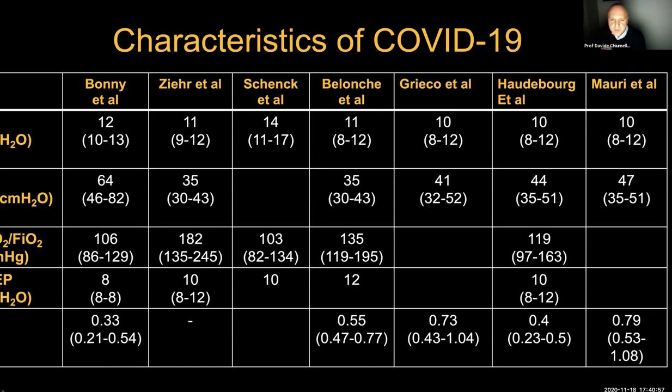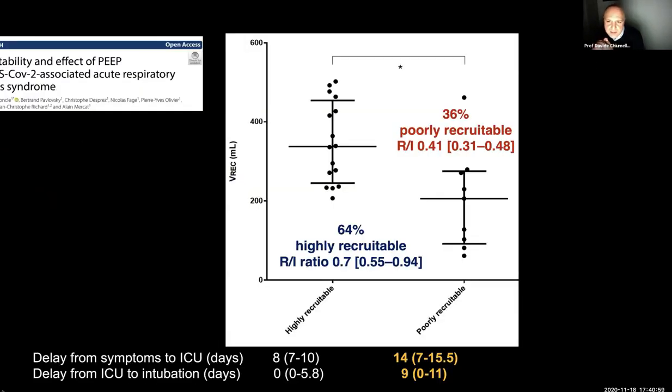And now this is important because you can see, in one study, that 36% of these patients were poorly recruitable based on the recruitment to inflation ratio maneuver, and 64% were recruitable. Now, one of the things that you can see at the bottom, that clearly the delay from symptoms to ITU or delay from symptoms to intubation may play a role. This was not statistically significant, I need to disclose, but essentially it's an interesting point, I thought.